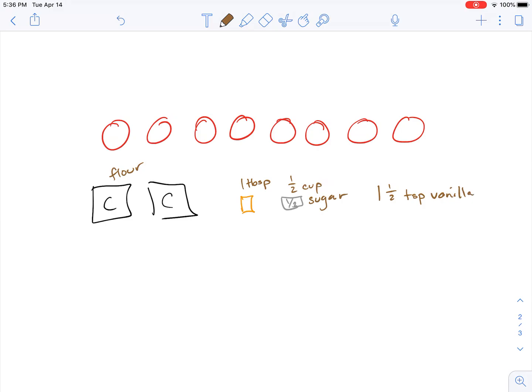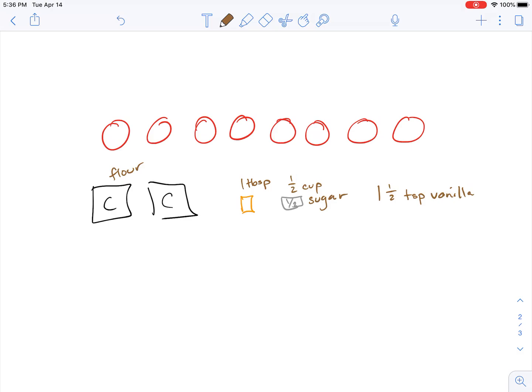Okay, so what if I only wanted to make half the recipe? Let's look at these ingredients. How in the world could I make half the recipe? I only want to make a little pie, and I don't need this big of a pie, so I'm only going to make half a recipe. What would I do? I want you to think about it before I give you the answer.